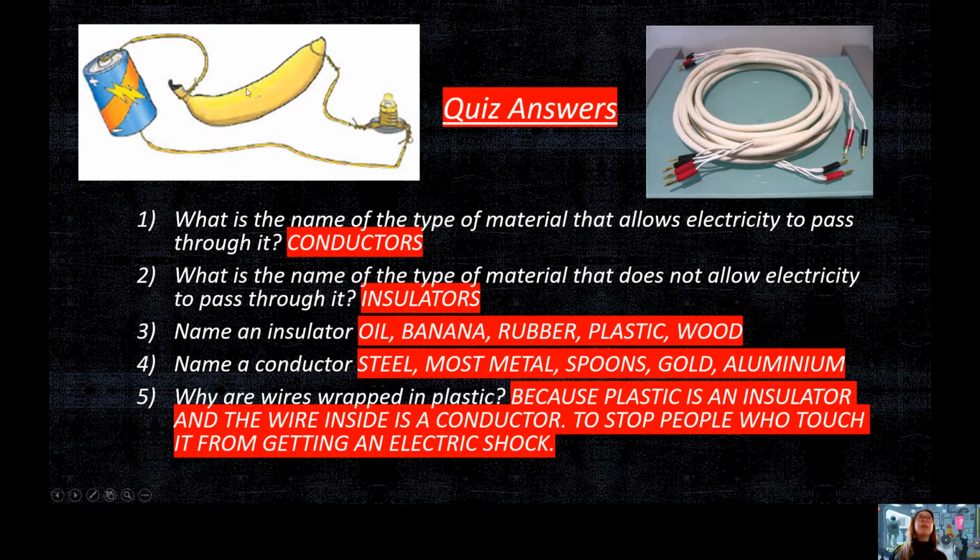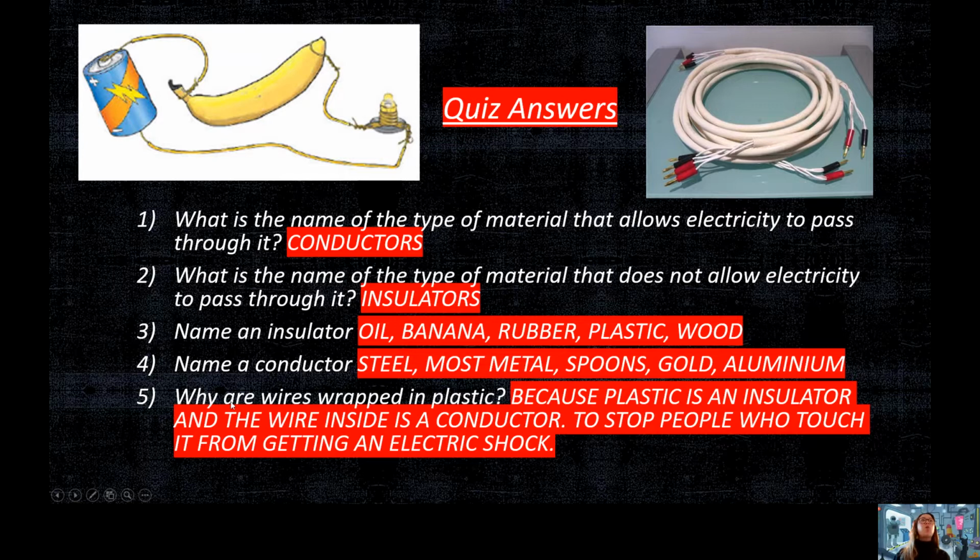Here we have a picture of a banana in a circuit. Because the banana is an insulator, this circuit would not let the light bulb light up because there is a gap in the circuit, and the gap is where the insulator is. Name a conductor. Steel, most metals, spoons, gold, and aluminium. You could have named other conductors such as salt that we learned about last lesson.